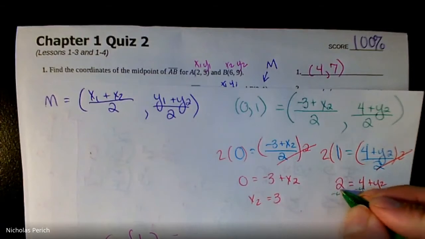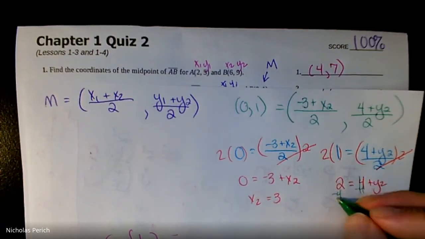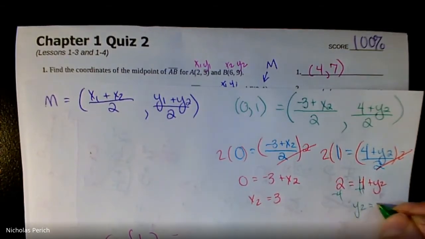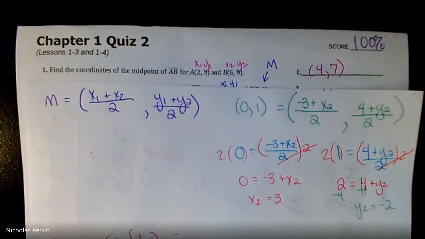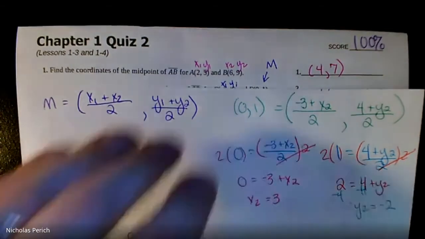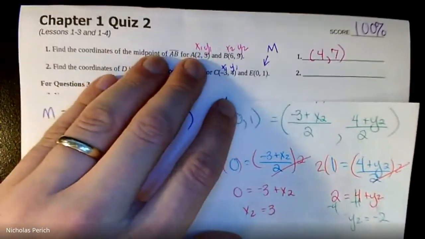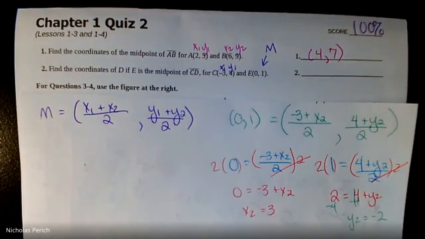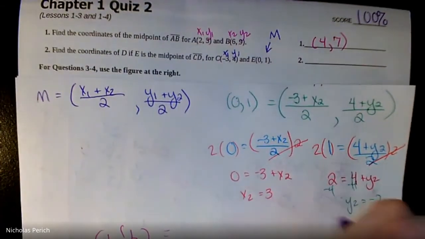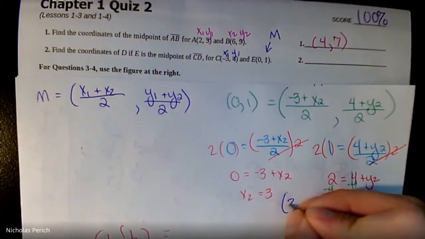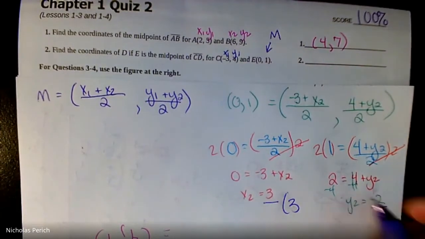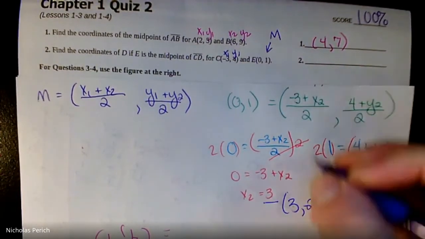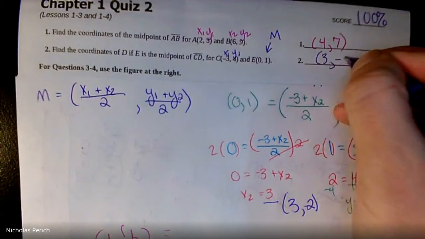Subtract 4 from both sides. 2 minus 4 is -2. So the endpoint that I'm missing is going to be the point 3 from that, -2 from that.